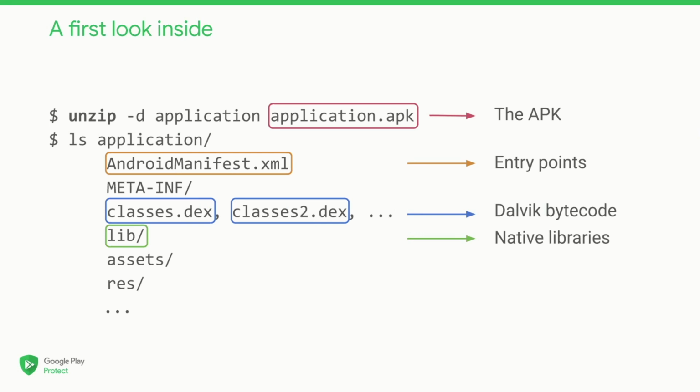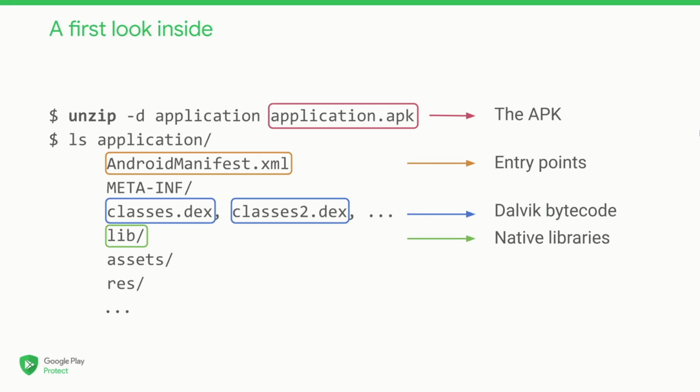You'll see the manifest. You'll see the dex files that contain all the Java code. The lib directory will contain any native libraries you might be using. Resources contains a bunch of XML files and images. And then there's assets for anything that doesn't fall into the other categories.